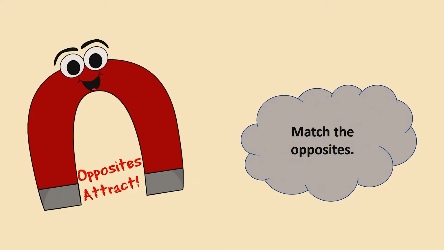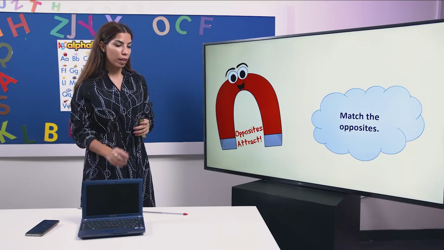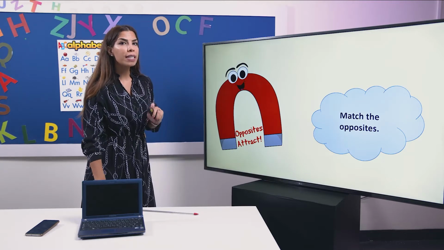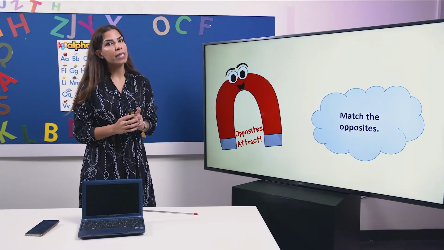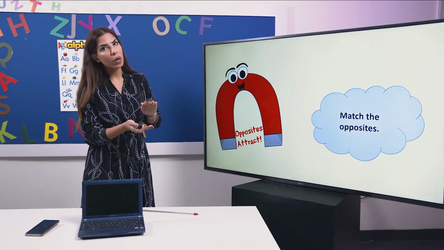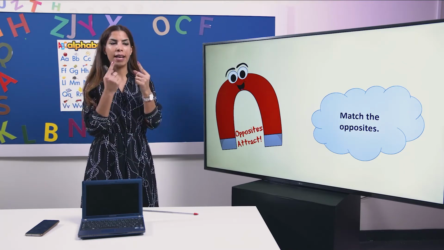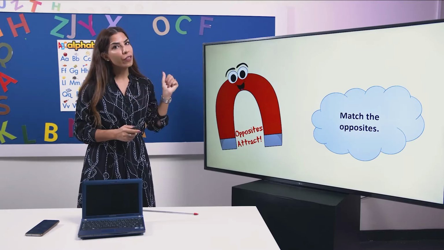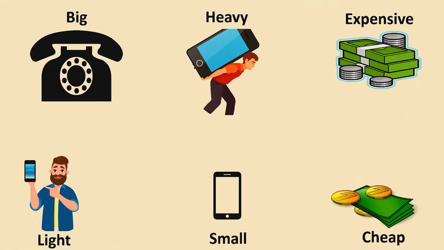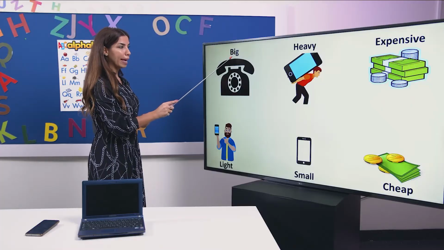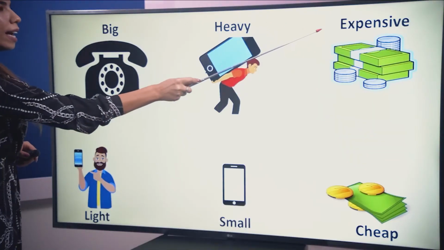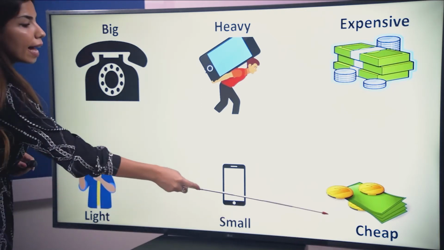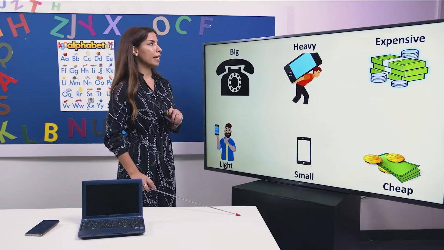And now that you have read the text, let us match the opposites. Well, do you know what the word opposites mean? Opposites are two words that have totally different meaning. For example, tall and short, fat and thin. These are opposites. Now, let us match the opposites from the text. Look at this. We have big, heavy, expensive, light, small, and cheap. Let's see.